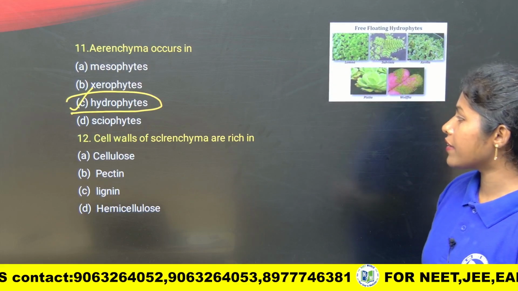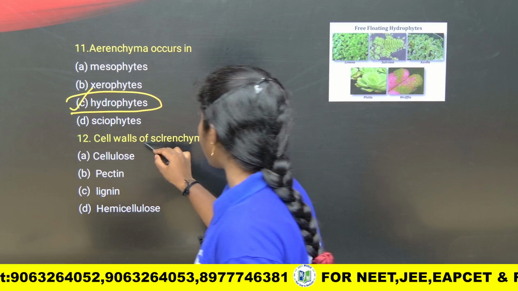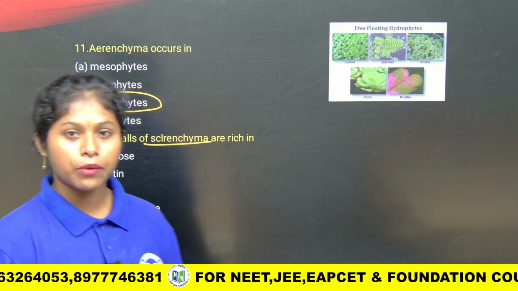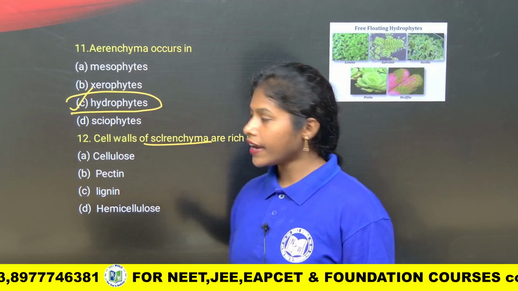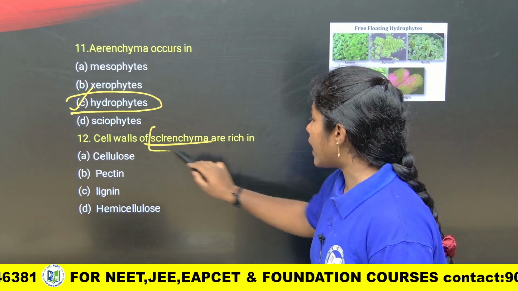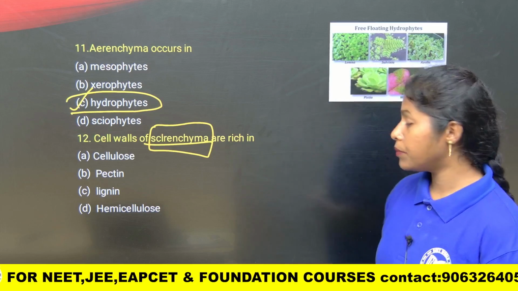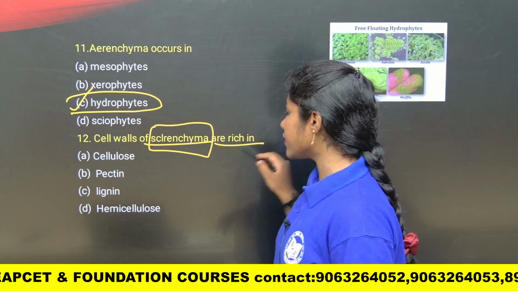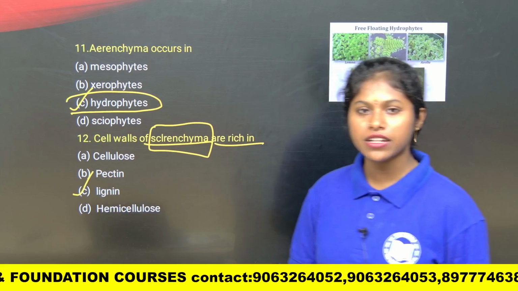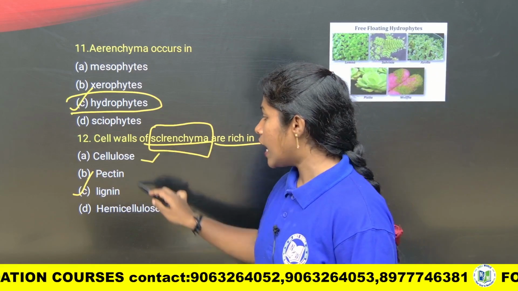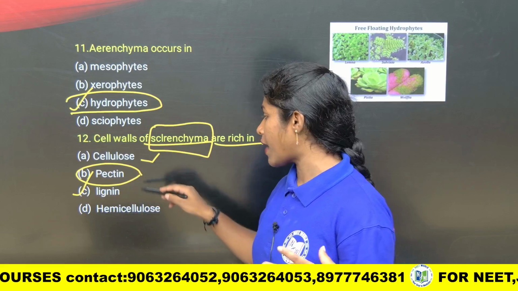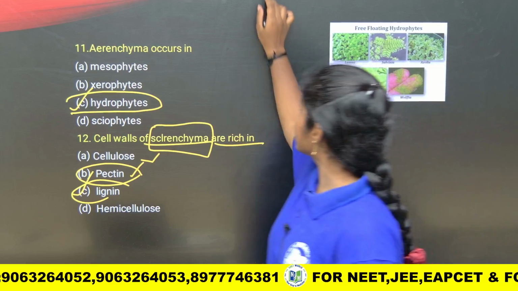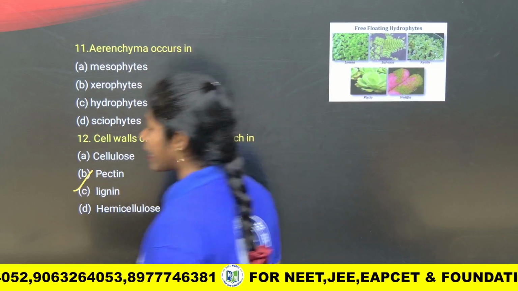Cell walls of sclerenchyma are rich in what? We all know that sclerenchyma is involved in mechanical strength. Plants tolerate adverse conditions due to the sclerenchyma, right? By providing mechanical strength, it is mainly rich in lignin. Parenchyma has cellulose, and along with cellulose, collenchyma also has pectin. Sclerenchyma has lignin, right? Here the answer is C. These are all direct questions, children.